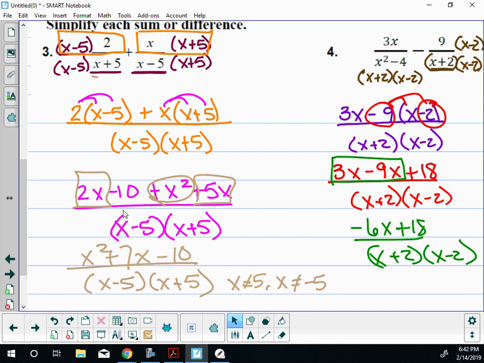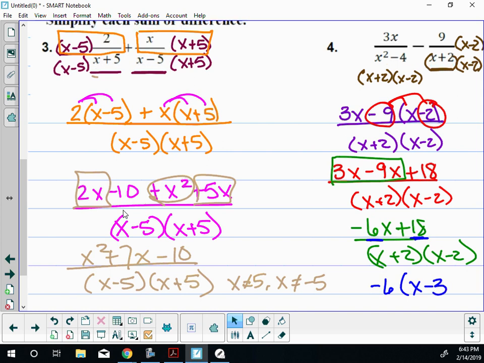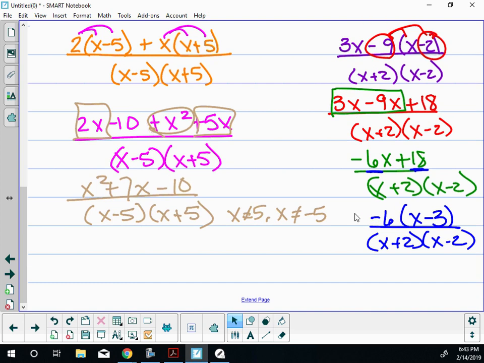It doesn't help to simplify this at all, but we should still be in the habit. If you look at 6 and 18, those are both divisible by 6. So we could take out a negative 6, and we'd be left with x minus 3. And in the denominator, we still have x plus 2, x minus 2. And x cannot equal negative 2, and x cannot equal 2.